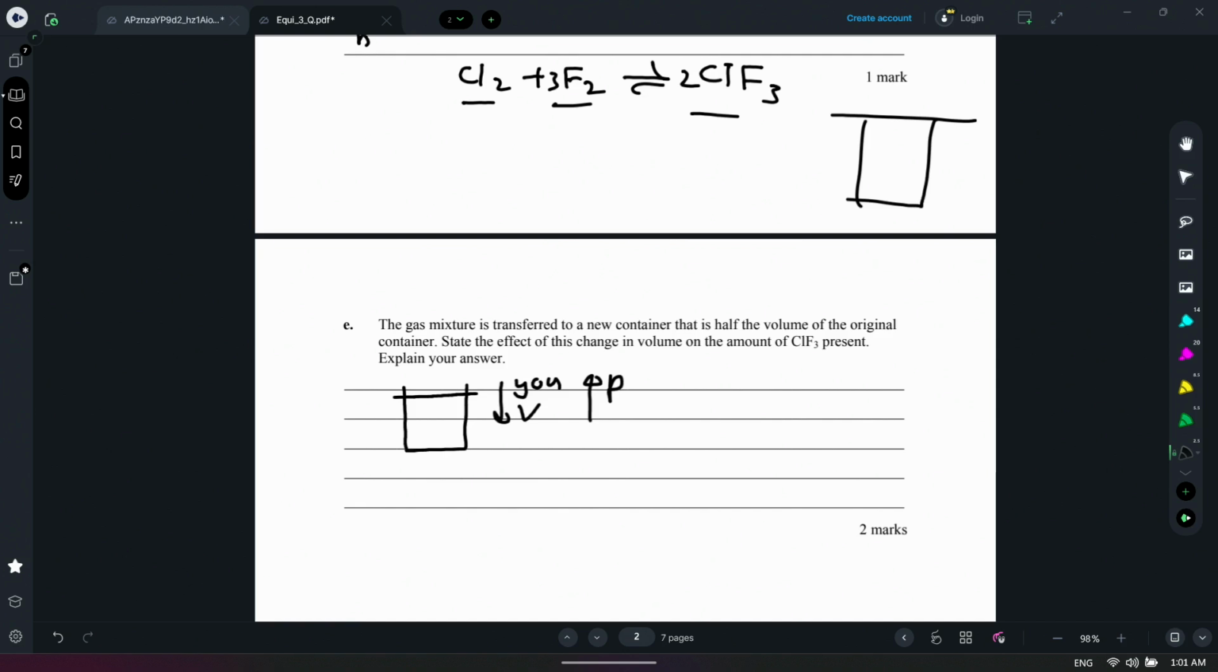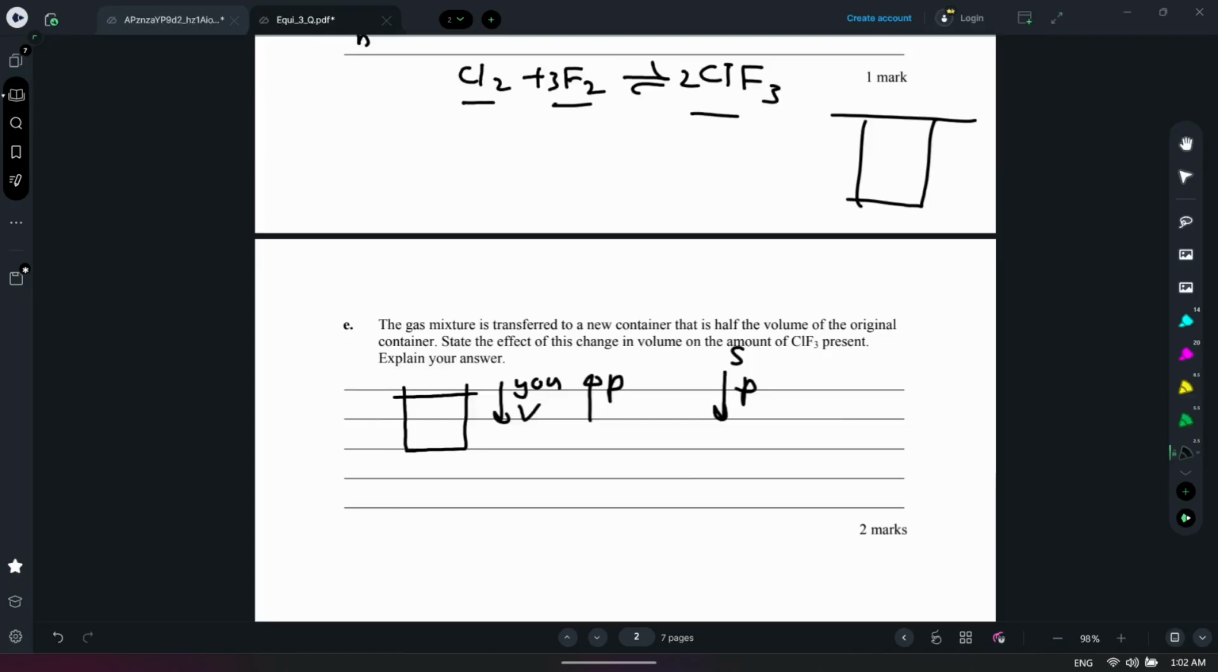Then what would the system do? The system will partially oppose the change. Okay, write that down. You have increased the pressure of the system. Always go with concentration or pressure, right? So in this case, let's go with the pressure. You have increased the pressure of the system. The system will partially oppose the change by trying to decrease the pressure. That's what the system does.